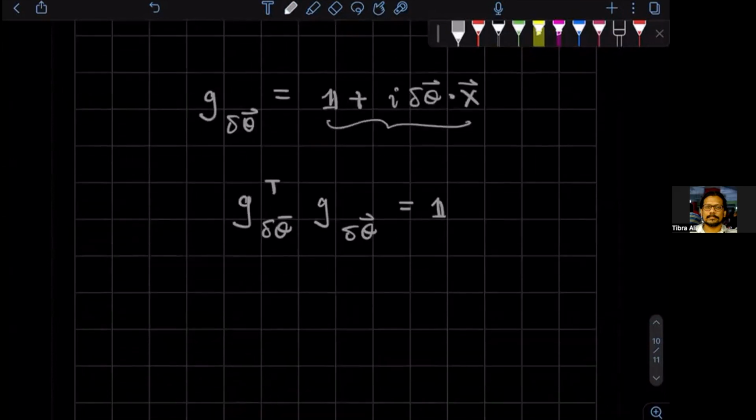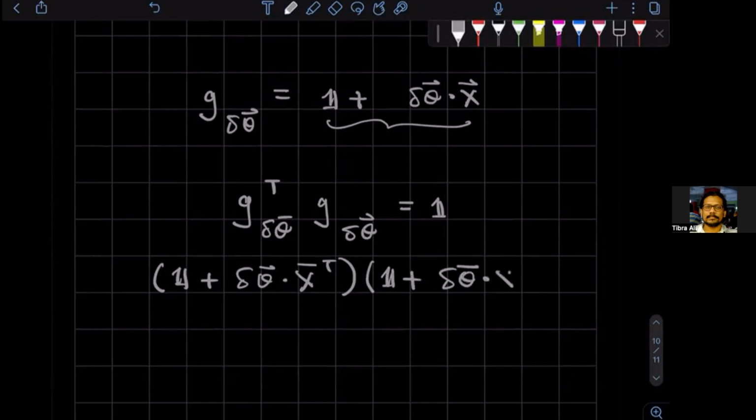So now if I insert this into this expression, we get 1 plus, sorry, why am I using i here? I get 1 plus delta theta dot x transpose. But of course, we know that the transpose of the identity matrix is itself. And the second factor is 1 plus delta theta dot x, which is equal to the identity.